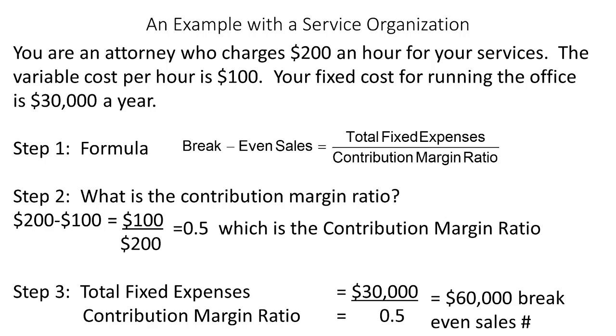We plug that into the formula. We have total fixed expenses, which are given, of $30,000. We divide it by the contribution margin ratio we just figured out of 0.5, and that gives us $60,000. So that's our break-even sales number. You must bill $60,000 before you will break even.